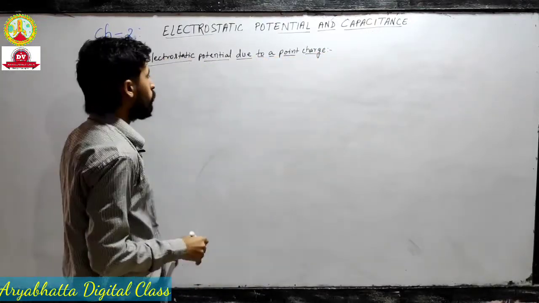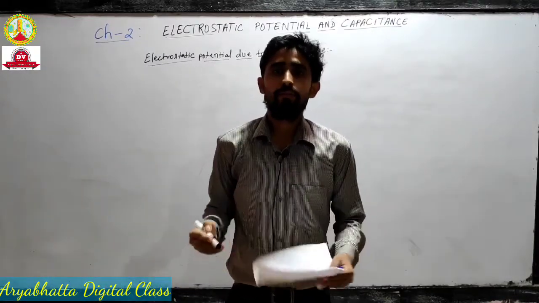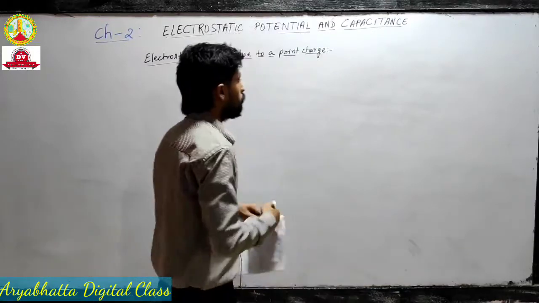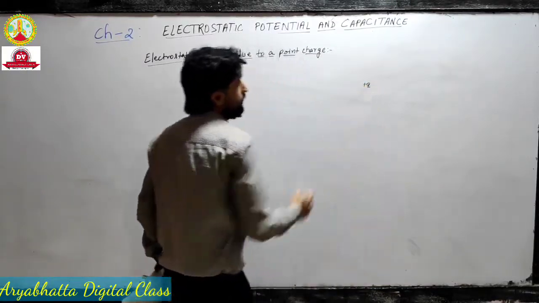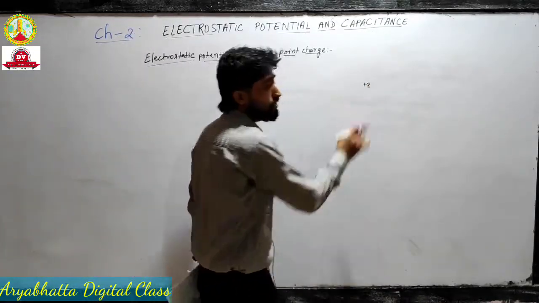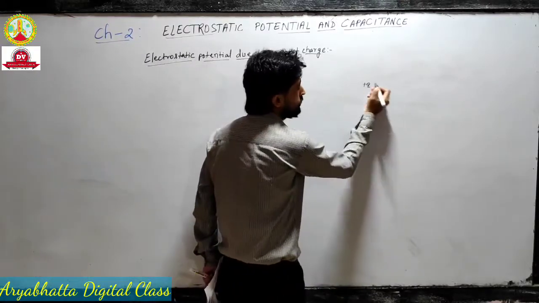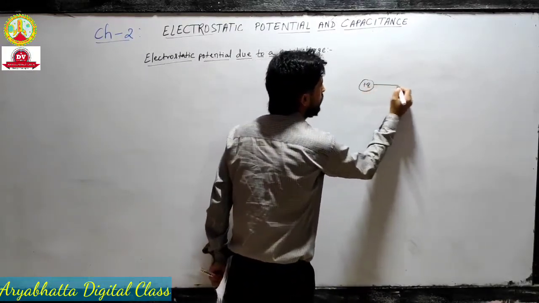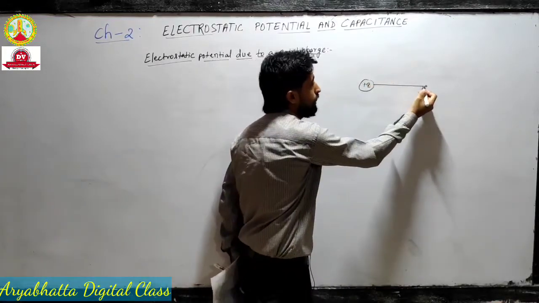So now we are going to find how much potential, right? How much potential is required by a point charge? Let's say I consider a point charge plus Q. Is it clear? So I need to find the potential from this point at, let's say, point P. I want to find the electrostatic potential at point P.